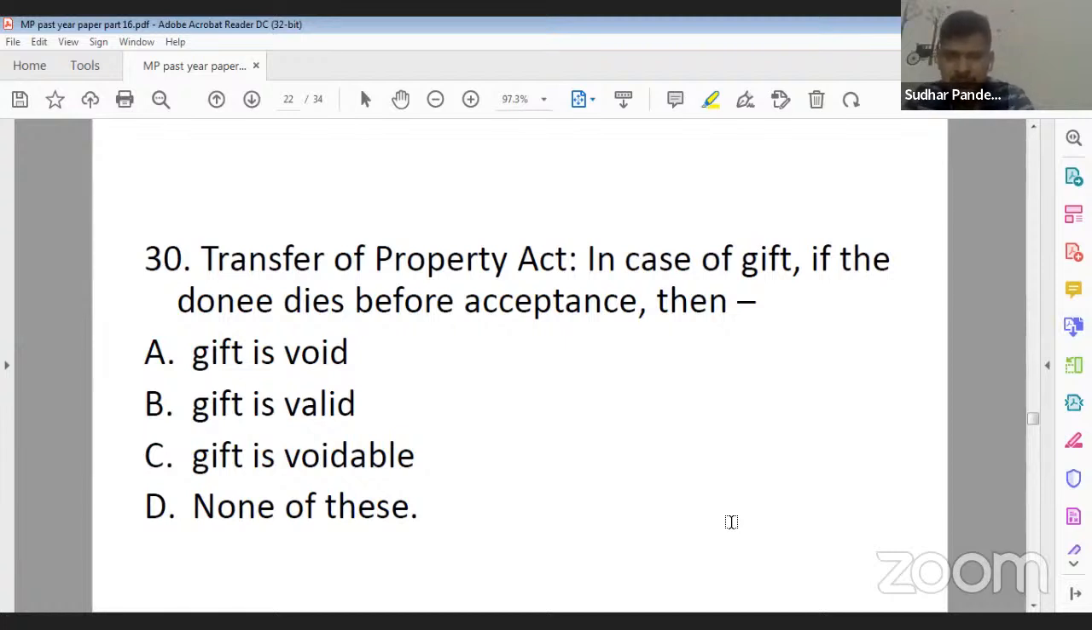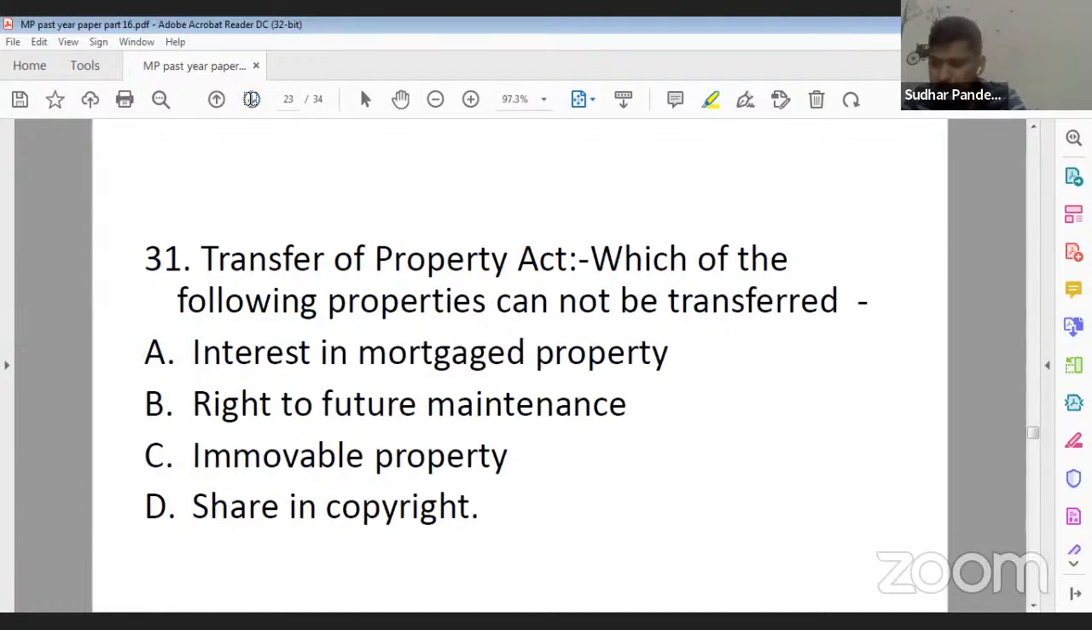Now, question number 30. In case of gift, if the donee dies before acceptance, then the gift is void, valid, voidable, none of these. So its correct answer will be A. That is, gift is void. If the donee dies before the acceptance, then in that case, the gift will be void. Question number 30, yes, A is the correct answer, Varunji.